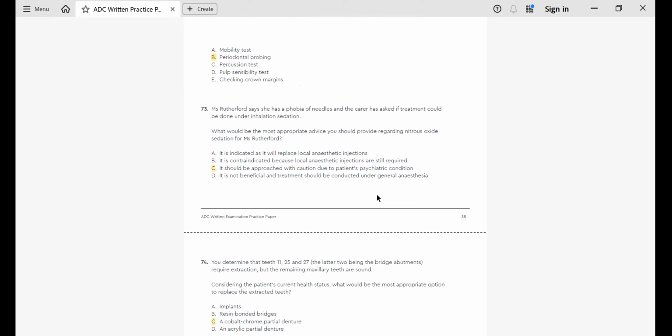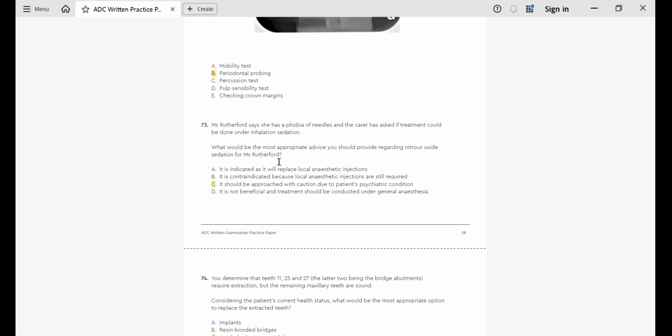Okay, someone is asking me, is it not better to send her to GA for question 73? Okay, let's read the question again. Miss Rutherford says she has a phobia of needles and the carer has asked if treatment could be done under inhalation sedation. So, number one, they are asking you about inhalation sedation. What would be the most appropriate advice you should provide regarding nitrous oxide sedation?